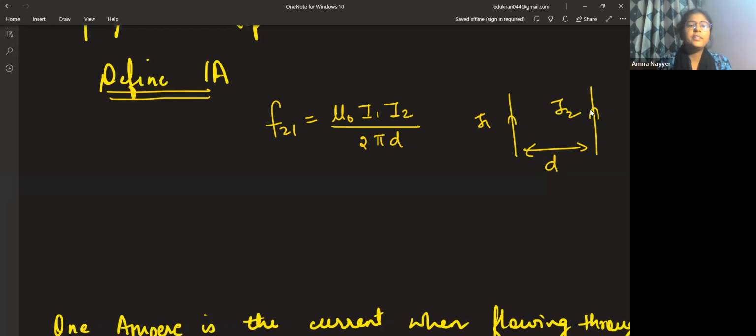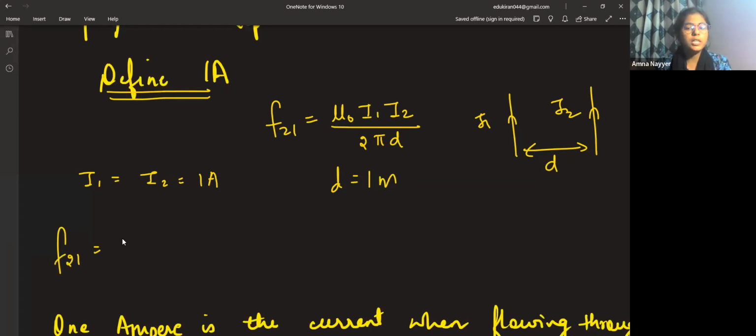When we define 1 ampere of current, you should put I1 equal to I2, which is 1 ampere. Let us take the separation to be a unit, 1 meter. So I1 is 1 ampere, I2 is 1 ampere, separation d is 1 meter. Now see what is left.